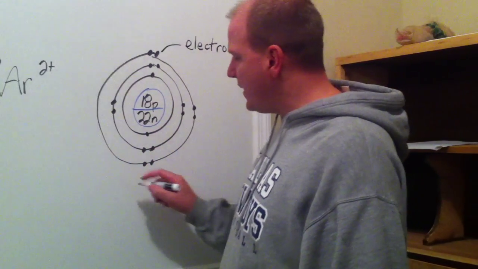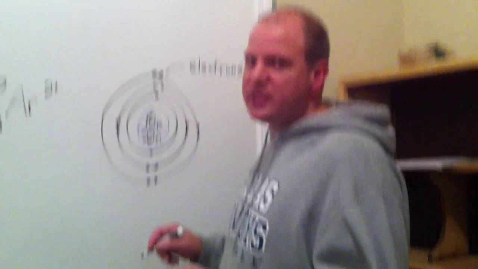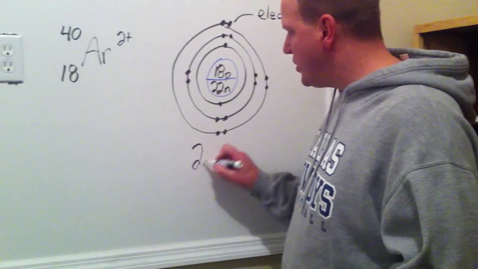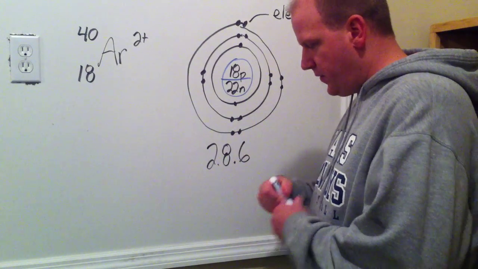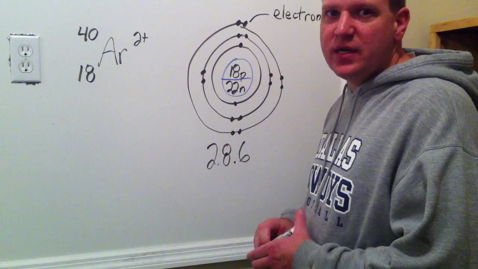And next, I've got to put the number at the bottom that tells me how many electrons I have in each cloud. So in this case, it's going to be 2.8.6. All right. And so now this atom is drawn.